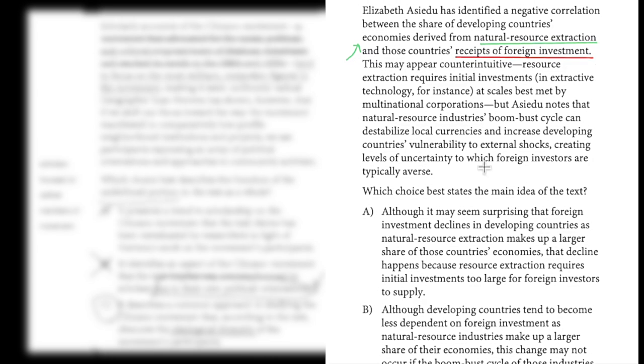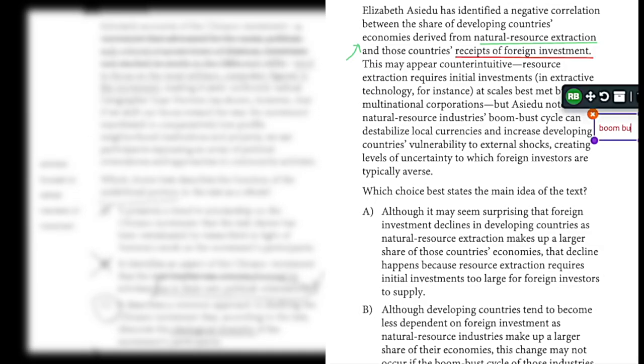Okay, so the second part here, natural resource industries boom bust cycle. I don't know what that means, but I'm going to say boom bust makes unstable. And that's why we see that correlation. Okay, and those two things together. So I'm looking for that negative correlation because of this boom bust cycle.